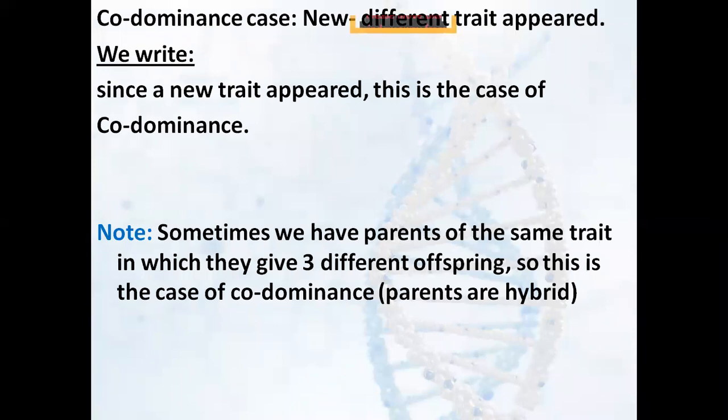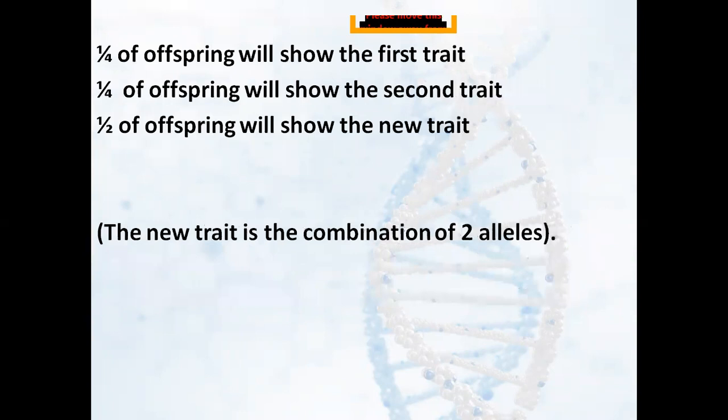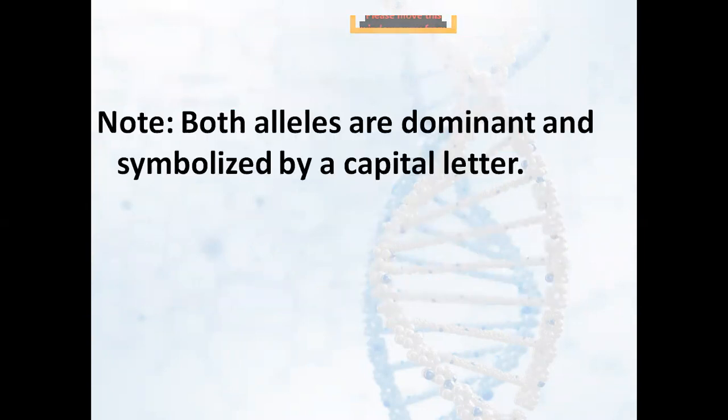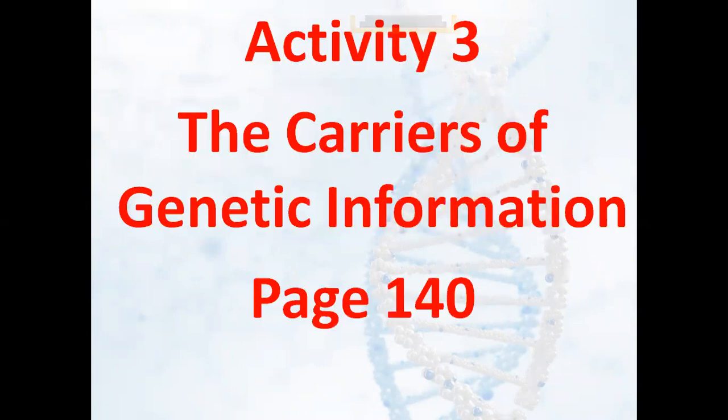So sometimes we have parents of the same trait that give three different offspring. So this is the case of codominance. So the parents can be hybrid. So if we have 1 over 4, 1 over 4, and 1 over 2, this is the combination of two alleles, and both alleles are dominant, and they should be symbolized by a capital letter.